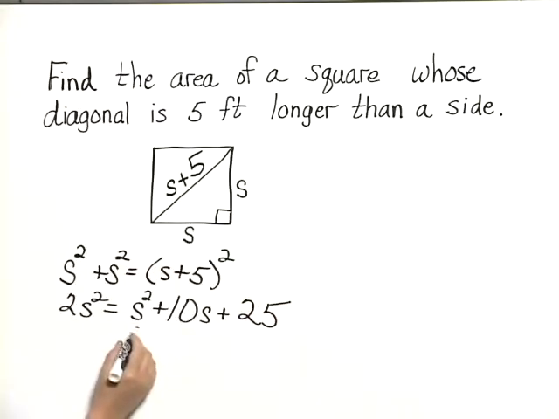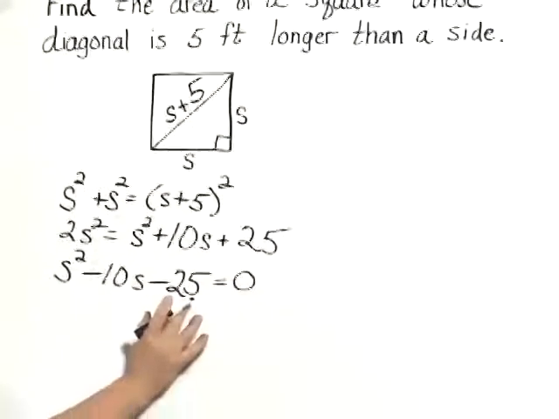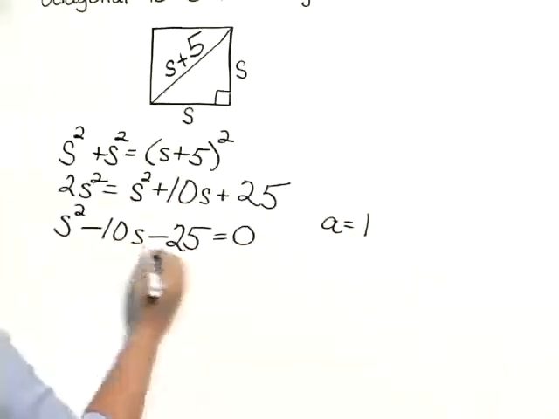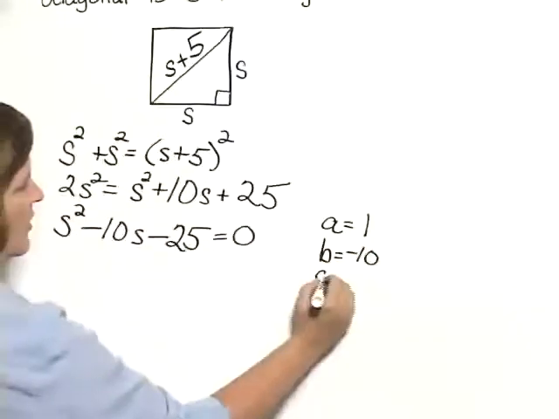Moving all of this over to the left, we subtract S squared from both sides, we have S squared. We subtract 10S from both sides, we have minus 10S. We subtract 25 from both sides, we have minus 25, and that equals 0. We can use the quadratic formula now to solve this for S. We have A is 1, B is negative 10, and C is negative 25.